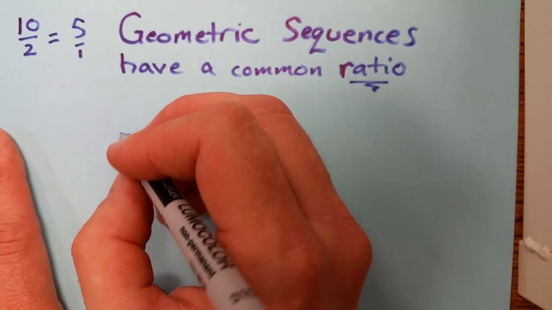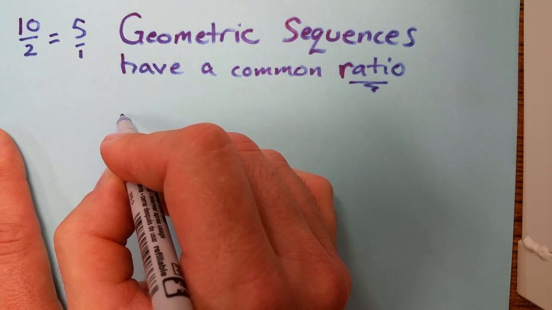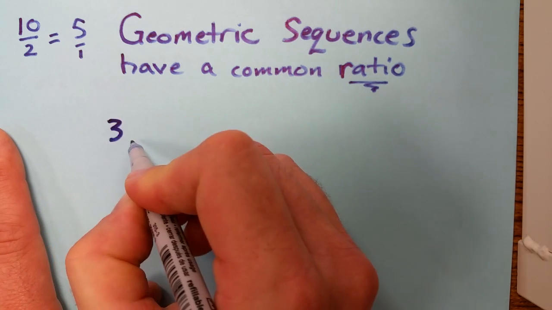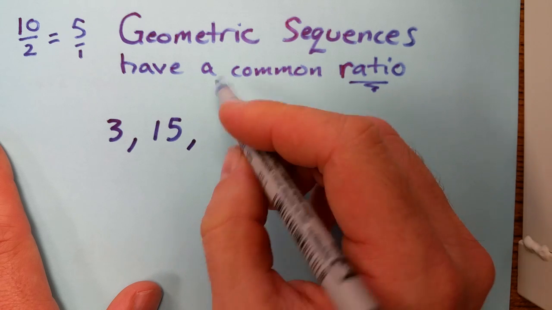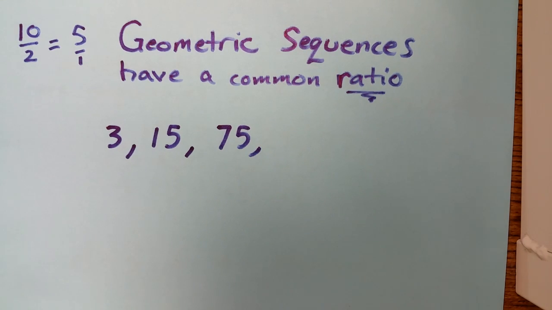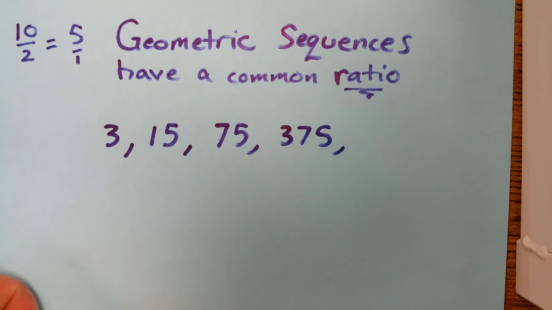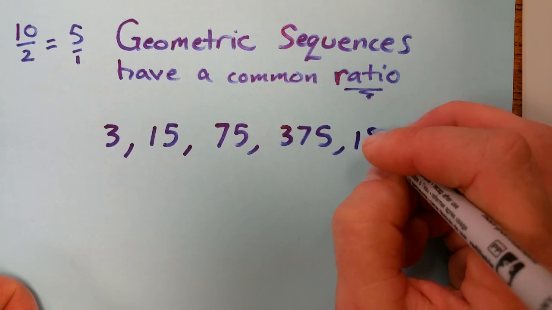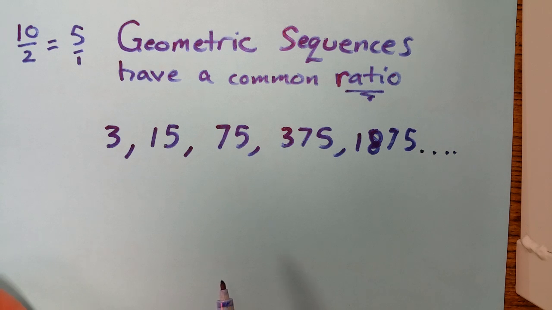Likewise, when we have a sequence, let's have a sequence that goes 3, 15, 75, 375, 1,875, and so on. What kind of sequence is this?